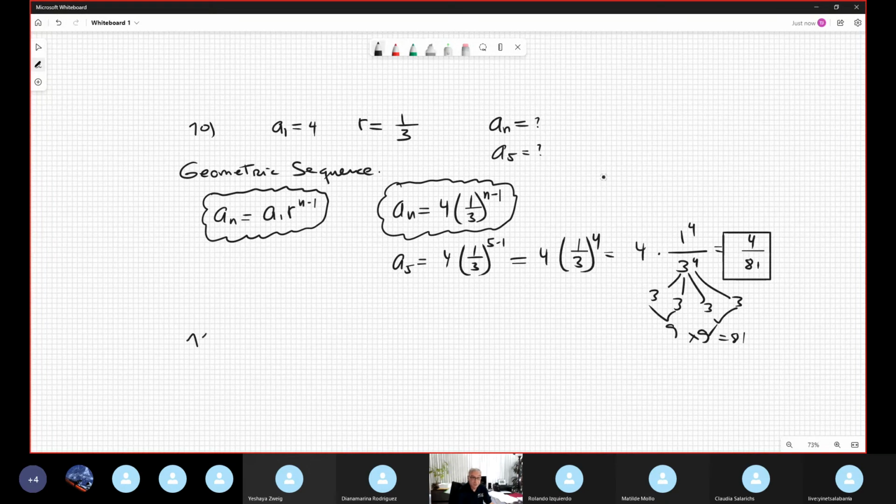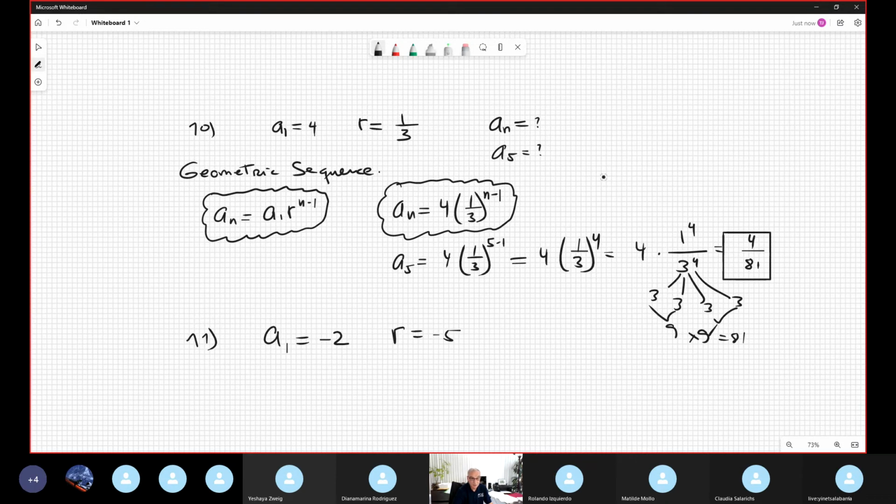Number 11. A1 is given as negative 2. R is given as negative 5. So it's possible that the ratio may be a fraction, maybe a negative number. This is perfectly possible. And they want exactly the same: to compute A sub n and A sub 5.